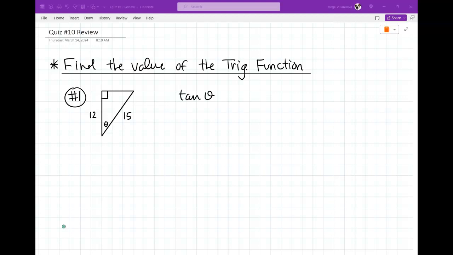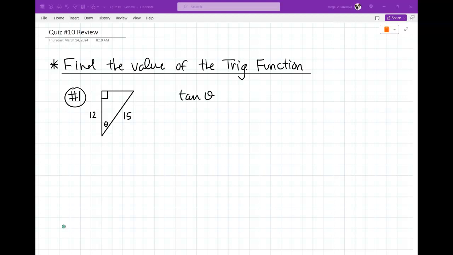So the first problem is up there. We have a right triangle. We know that our angle is theta. They gave us a 12 and a 15, and they want me to figure out tangent of theta. Now to figure out tangent of theta, I need to know my opposite over my adjacent side, okay?